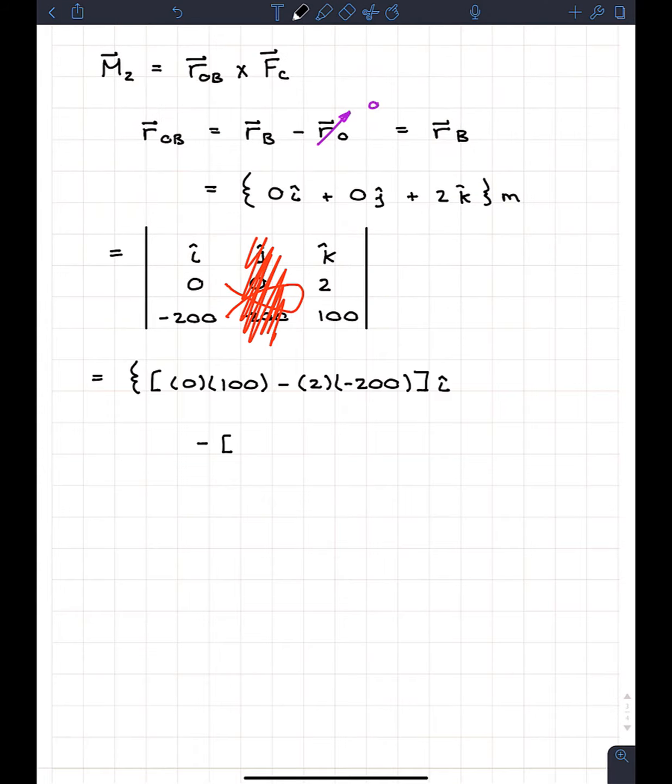So what happens is I get 0 times 100 in the first one. This is why it's nice to pick points with a bunch of zeros, because as we're going to see, a lot are just going to go to 0 and cancel. And we're going to minus, and on the other side we get 2 times negative 200.